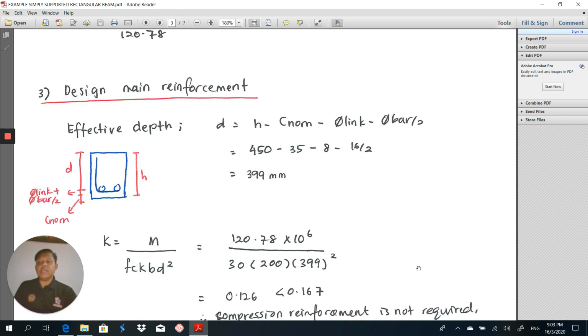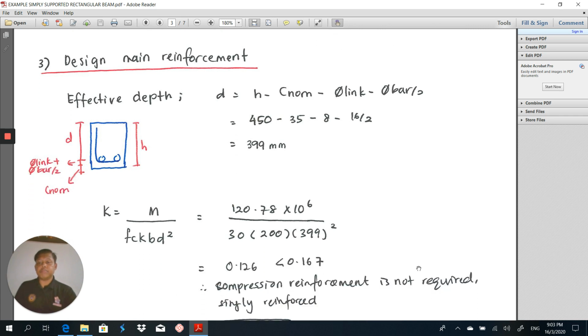The next process is to design the main reinforcement. To design the main reinforcement, the first step is we have to know the section of the beam. So we should know every single element in this beam. This is the height of the beam. This is the effective depth of the beam. This is C nominal. This is diameter link plus diameter bar over 2.